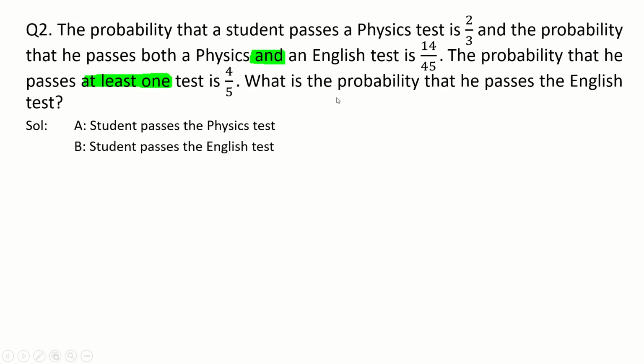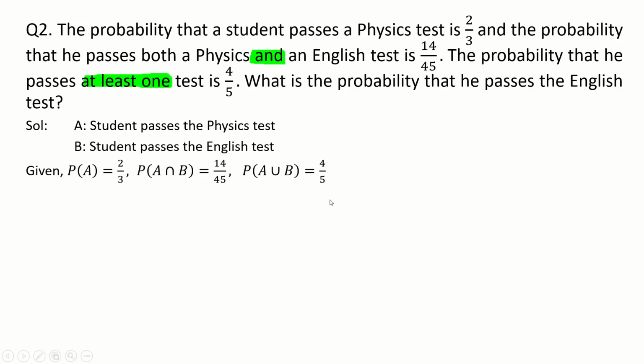And what are we to find? We are to find that he passes the English test. So we are to find the probability of B. Now, what are the given things? Let us write. Probability of A, that is, probability that student passes the physics test, is given as 2 by 3. And probability that he passes both physics and English means probability of A intersection B, which is given as 14 by 45. And at least one means union. So probability of A union B is 4 by 5.